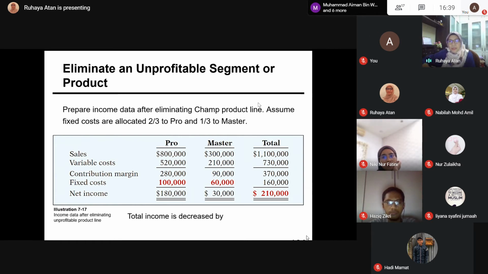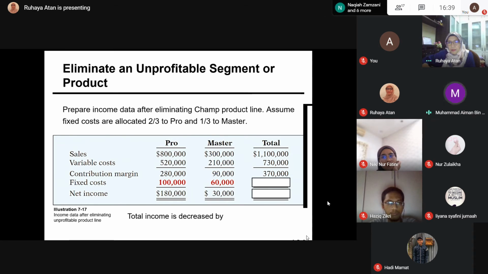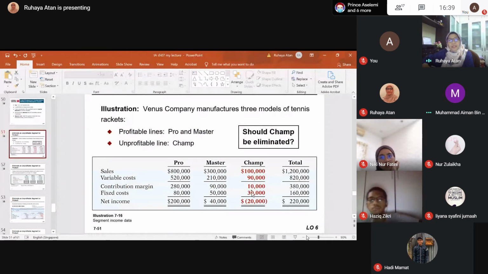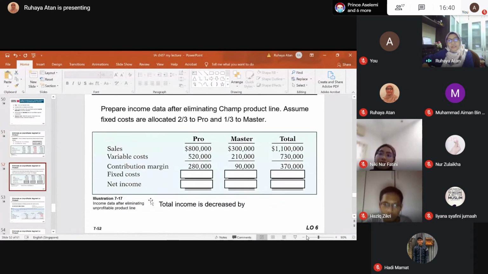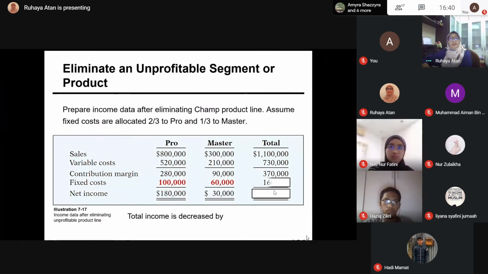What was the net income earlier when you have CHAM? 220. You have 220, right? Okay. So meaning that if you close CHAM, your net income becomes 210. So what does it mean? It means that the total income is decreased by 10,000, right? So if you have the three products, you get 220 total income. But if you close that product, your total income has reduced by 10,000.